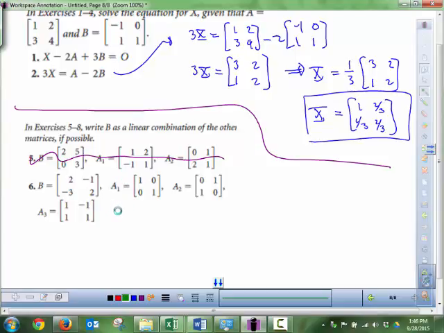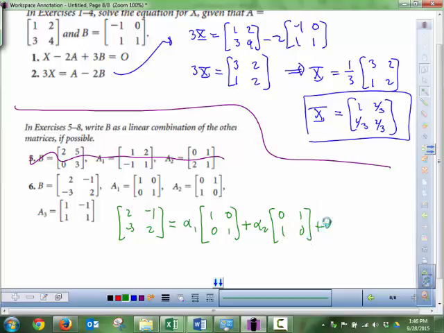So what we want to do is see if we can write B, 2 minus 1 minus 3 2, as a linear combination of A1, A2, and A3. Linear combination means, remember, you have to see if you can write it as a scalar multiple of each of these added together, if that's at all possible. So that's what we're going to try to do. We're going to try to solve for alpha 1, alpha 2, and alpha 3.